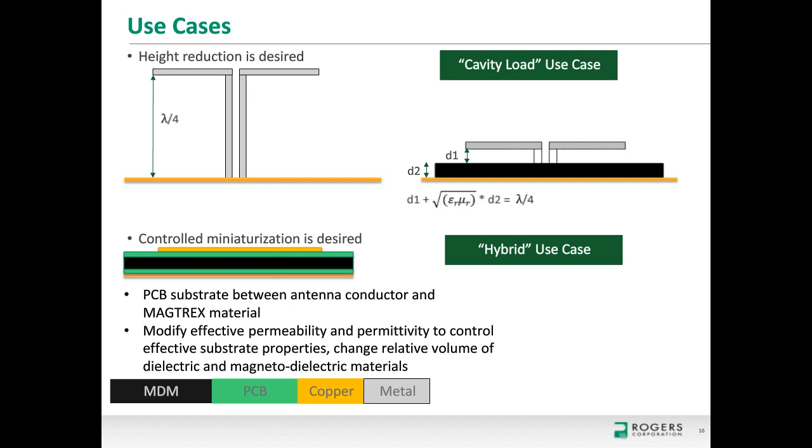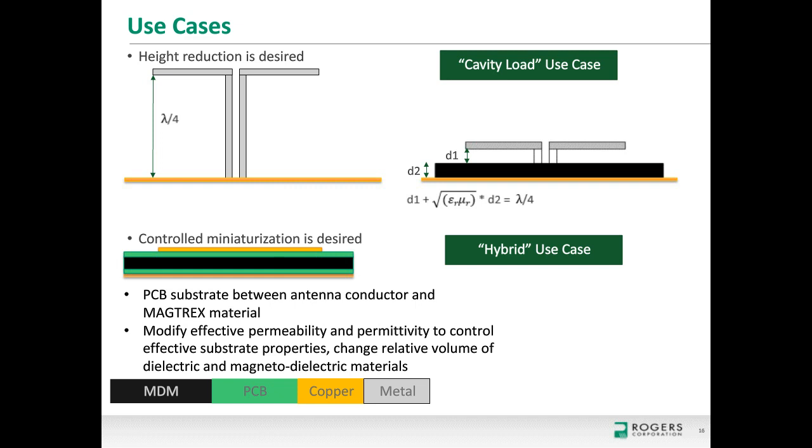A second use case would be I want to control how much miniaturization I get from the material. And one way to do that, particularly for something like a patch antenna, is to use a combination of dielectric and magnetodielectric material in your laminate. So let's say I've got a patch antenna. My electric field is going to be in the Z direction dominantly. My magnetic field is in the XY direction. So if I put a low dielectric constant material between my radiating structure and my ground structure, that low dielectric constant material will reduce the effective dielectric constant seen by that patch antenna fairly quickly, or a small amount of material will have a large reduction in the effective dielectric constant of that substrate.